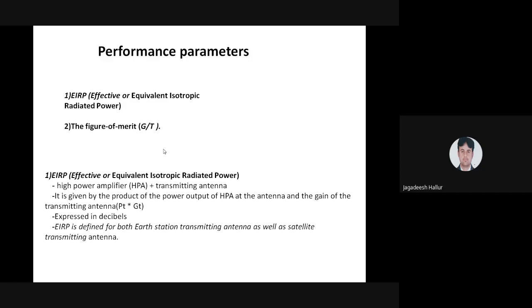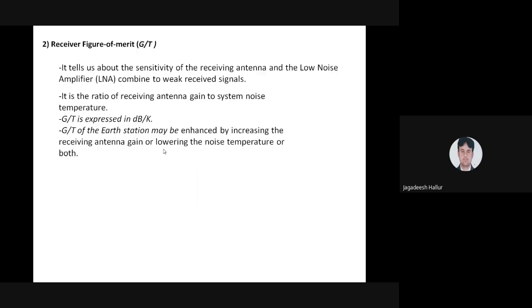It has to be expressed in decibels. If you want to convert it into a decibel value, I have told you, you just apply 10 log. If there is multiplication, that becomes plus. If there is division, that becomes minus, that is subtraction. That is 10 log of PT plus 10 log of GT. It has to be expressed in decibels. So EIRP is defined for both a station transmitting antenna as well as a satellite transmitting antenna, that is the transmitting power into the transmitting gain.